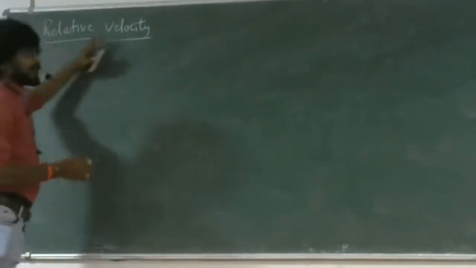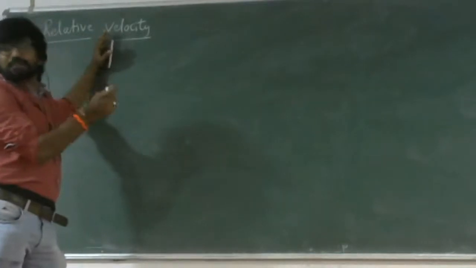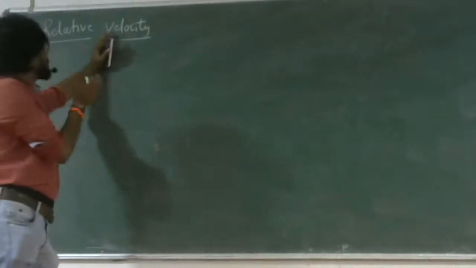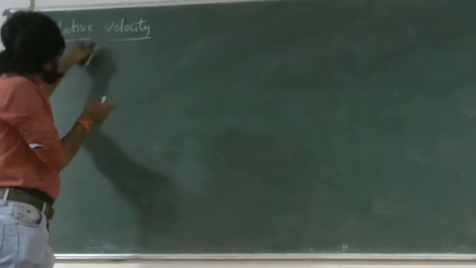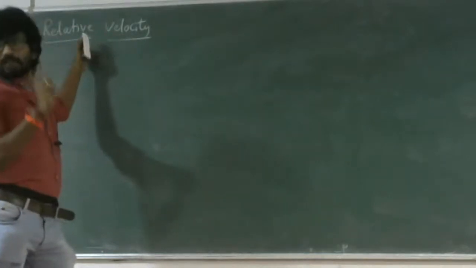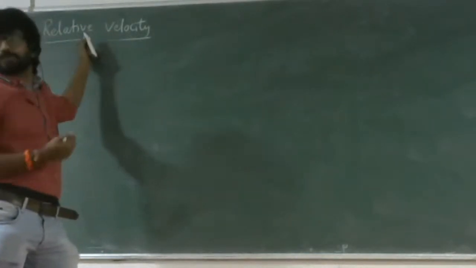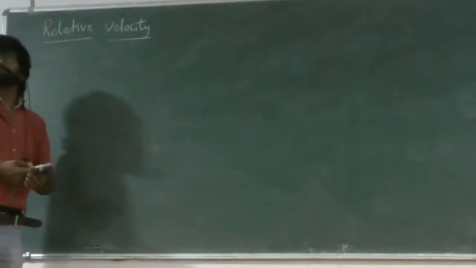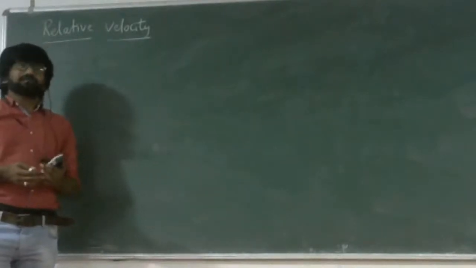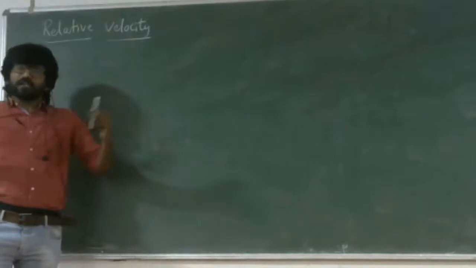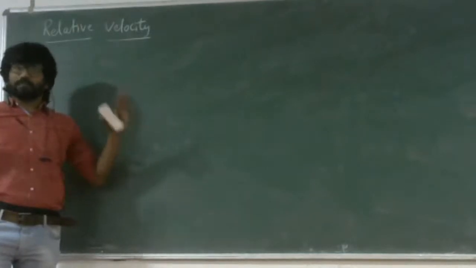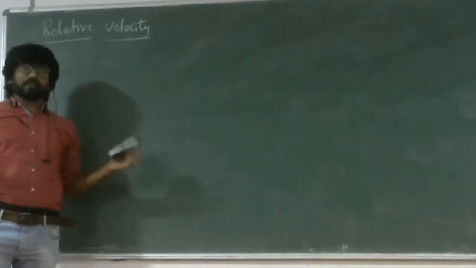So relative velocity, the meaning of the term itself is very clear: velocity relative to something. Relative means with respect to something. We are not going into detail on these concepts. The main points we will discuss, as we are having less time.